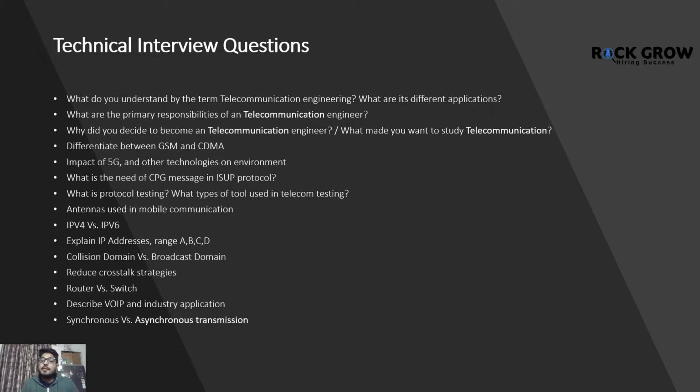Differentiate between GSM and CDMA. Impact of 5G and other technologies on the environment. What is the speed of the CPG message in the ISUP protocol? What is protocol testing? What type of tools are used in telecom testing? Antennas used in mobile communication, IPv4 versus IPv6 technology. Explain IP address ranges A, B, C, D.